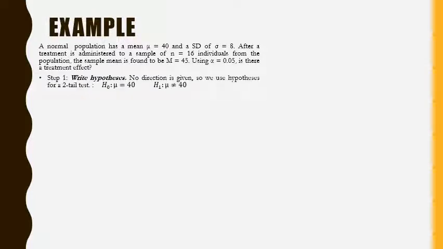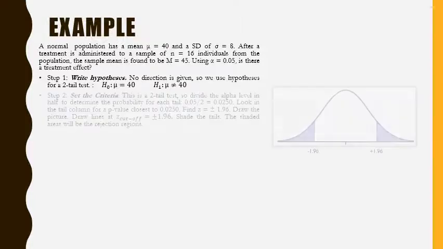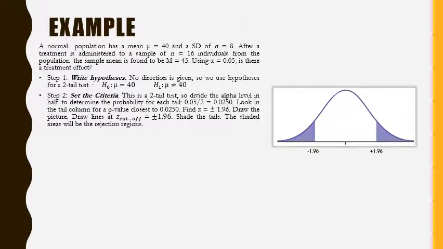Step 1, write the hypotheses. No direction is given, so we use the hypotheses for a two-tail test. So the null hypothesis is the mean is equal to 40, and the research hypothesis says the mean is not equal to 40. Step 2, set the criteria. It's a two-tail test, so you divide the alpha level in half to determine the probability for each tail. So this leaves us with 2.5% probability for each tail. You look in the tail column, find the p-value closest to 0.0250, and you're going to find z-scores equal to 1.96 from your table. Draw the picture, draw your lines at the cutoff scores of 1.96, positive and negative side, and then you shade the areas.